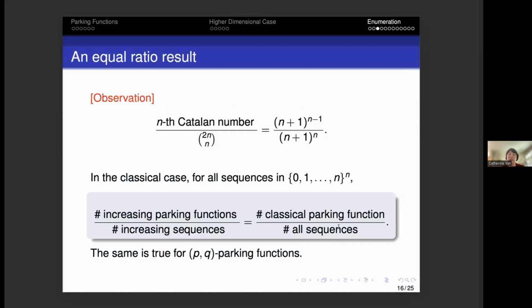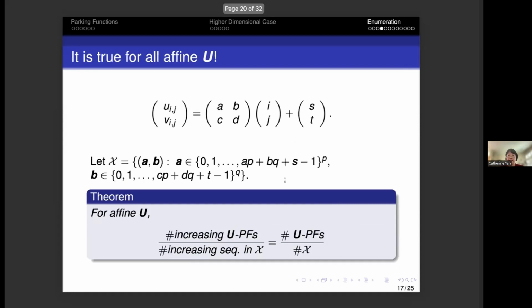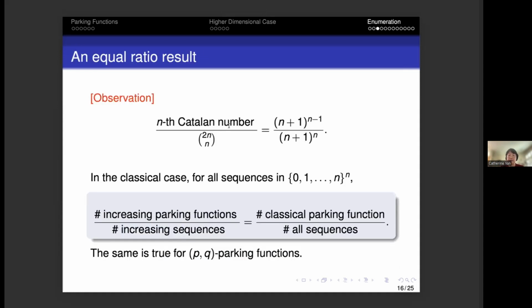So here is an interesting observation. Look at this ratio: the n-th Catalan number over 2n choose n equals 1 over n plus 1. What does it say? Well, in the classical parking function, consider all the integer sequences of length n, where each term comes from 0 to n. Then the ratio of the increasing parking functions over all the increasing sequences in this range is the same as the ratio of all the classical parking functions over all possible sequences.